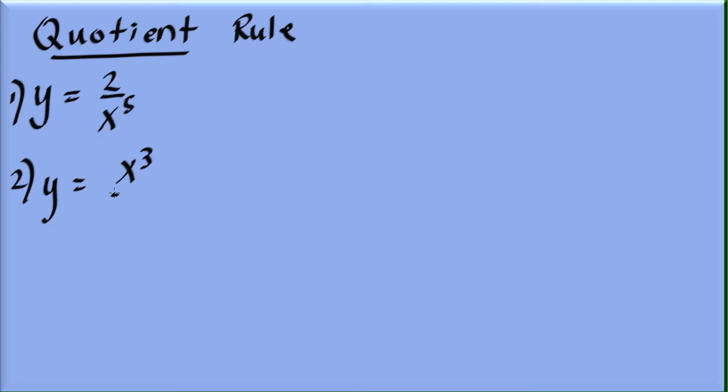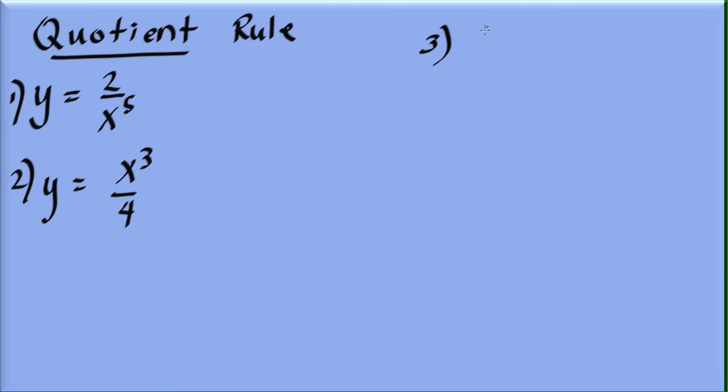All right, the last rule is the one that's the main focus for this tutorial, which is the quotient rule. From the word quotient, quotient means fraction. So examples of those functions are like 2 over x to the fifth. So you have a fraction here, so you can use quotient rule. Another example, let's say you have x cubed over 4. So this is another fraction or quotient, so you can use the quotient rule.